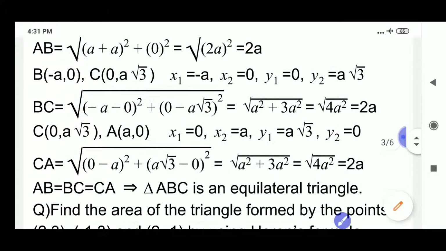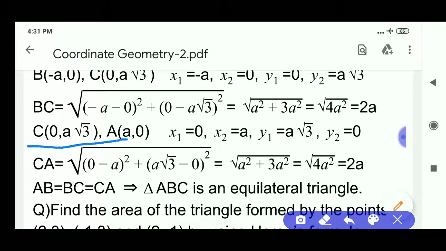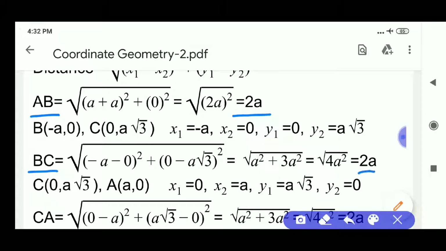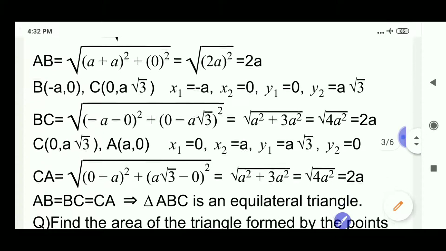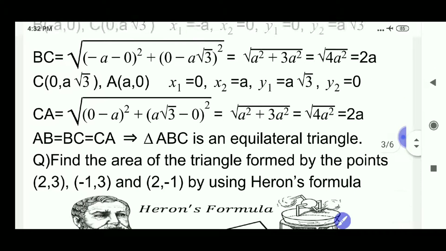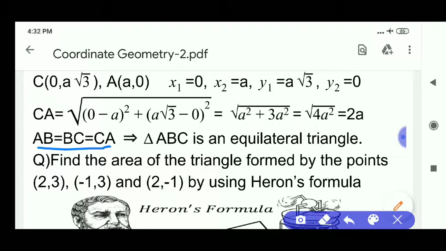Similarly, come to CA. You will get CA is also 2a. Observe carefully: AB is 2a, BC is 2a, and similarly CA is also 2a. That means AB is equal to BC is equal to CA, so all sides are equal. So triangle ABC is an equilateral triangle.